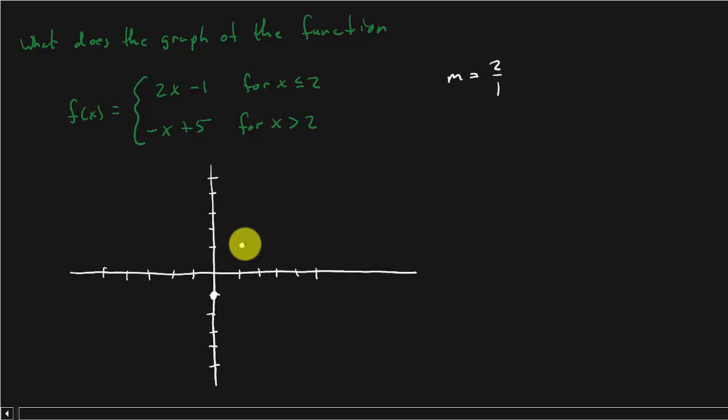Now, let's evaluate this function at f of 2. So that's 2 times 2 minus 1, which is 3. So the point 2, 3, okay, is going to look like this.